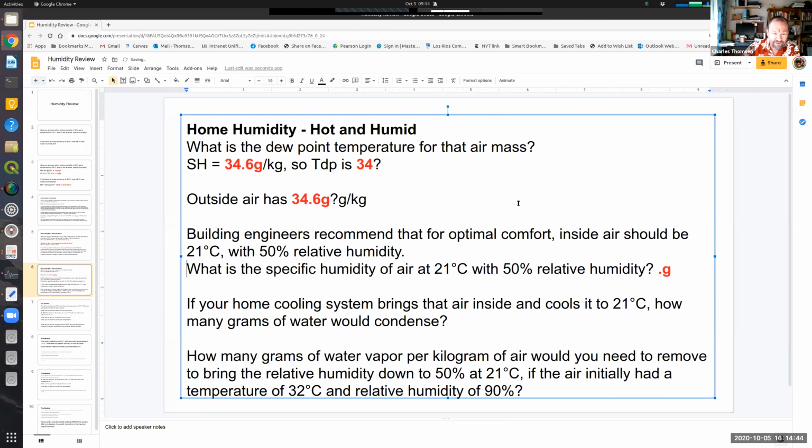Okay. So if you just ignore that sentence completely. I just put that in there so people would know why, if I was a student, I'd ask why the hell is he trying to get the air to 21 Celsius? I suppose it's no more random than anything else I ever ask you to calculate, but there was a reason for that. So the question really is just, if you had air at 21 Celsius with 50% relative humidity, what's the specific humidity?